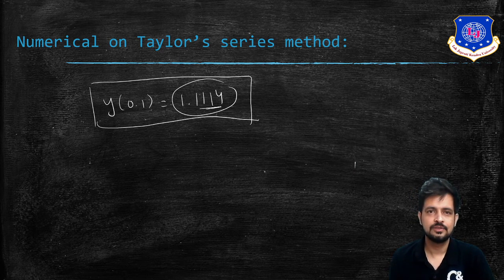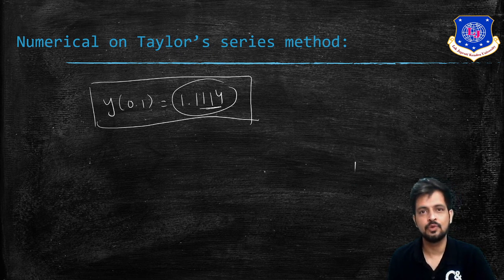So this was about the numerical of Taylor series. There are more numericals given in the question bank. You have to solve those numericals, and if you have any doubt, you can ask me. In the next lecture we will study one more method, that is Euler's method.